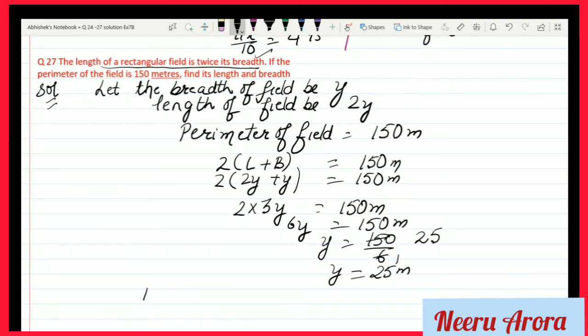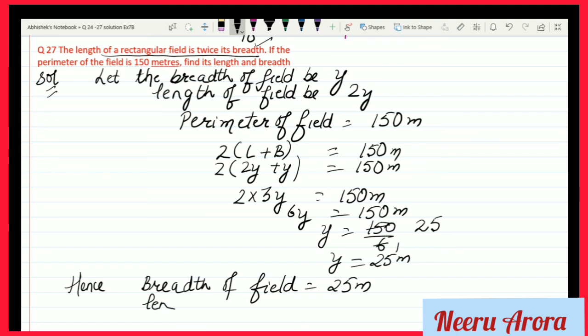Therefore, the breadth of the field is equal to 25 meter, and the length of the field is twice its breadth. It means it is multiplied by 2, that is equal to 50 meter.